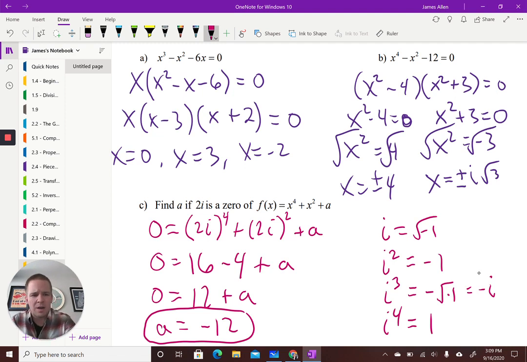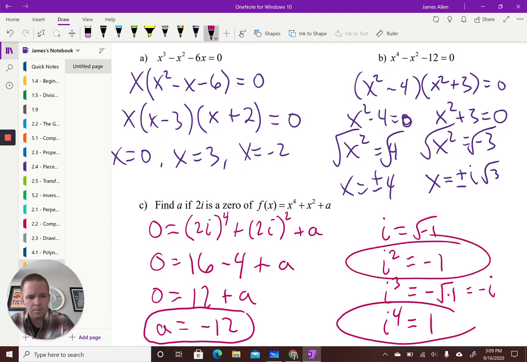All right, the main ones to use are i squared and i to the fourth.